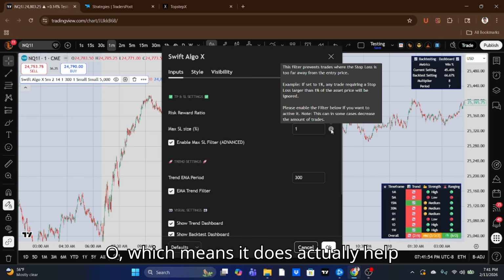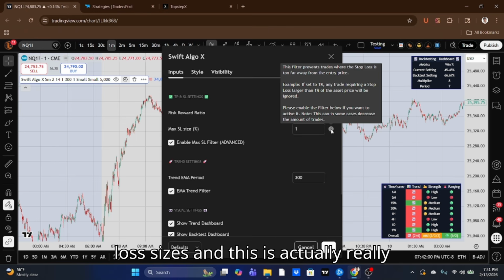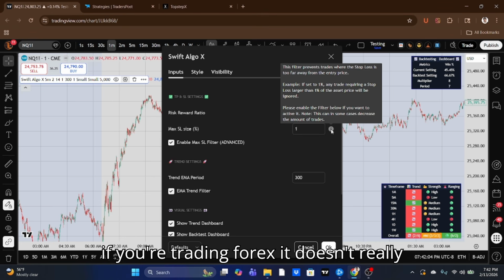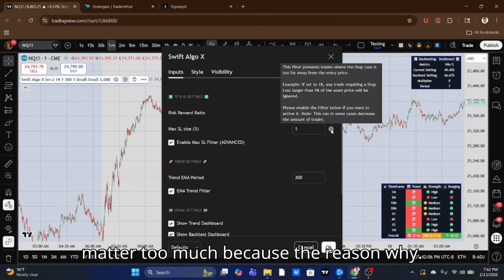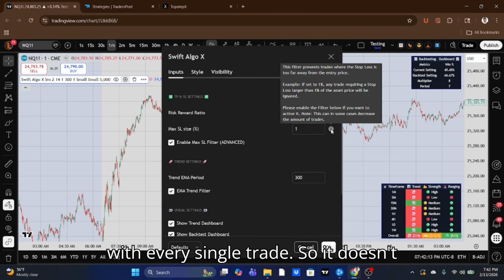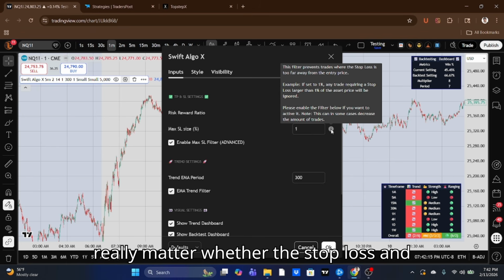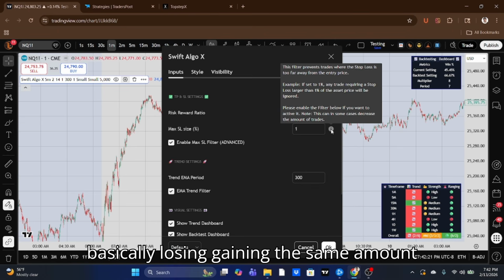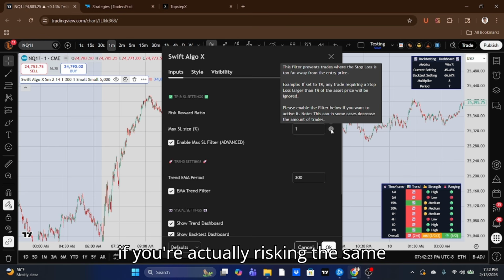So it does help to filter out those very large stop loss sizes, and this is really beneficial for futures day traders. If you're trading forex, it does not really matter too much, because you can risk the same percentage with every single trade. So it doesn't really matter whether the stop loss to take profit is large, because you're basically losing and gaining the same amount if you're risking the same percentage.